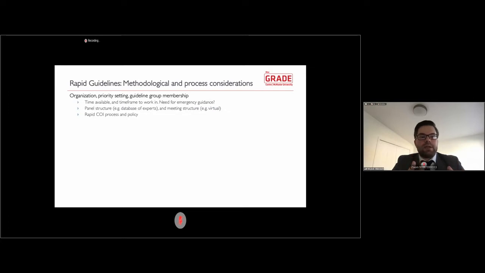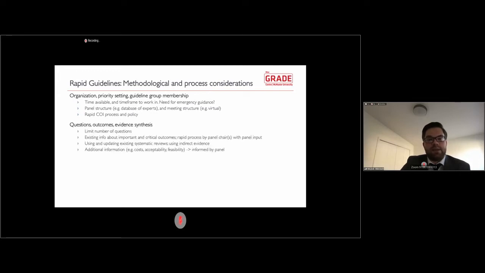In terms of the panel structure, again, we need to convene a panel of experts to formulate the recommendations and consider how the panel will operate. So in terms of meeting structure, of course, this applies less so now that we've moved into a virtual world, conducting panel meetings virtually instead of in person, for example. It also includes maintaining a specific policy and a rapid process for obtaining conflict of interest disclosures and managing them. So in this example, doing a guideline process rapidly doesn't negate the need for managing conflicts of interest.